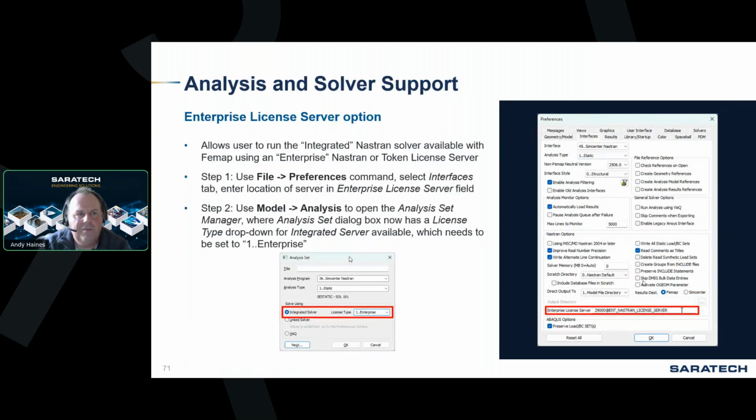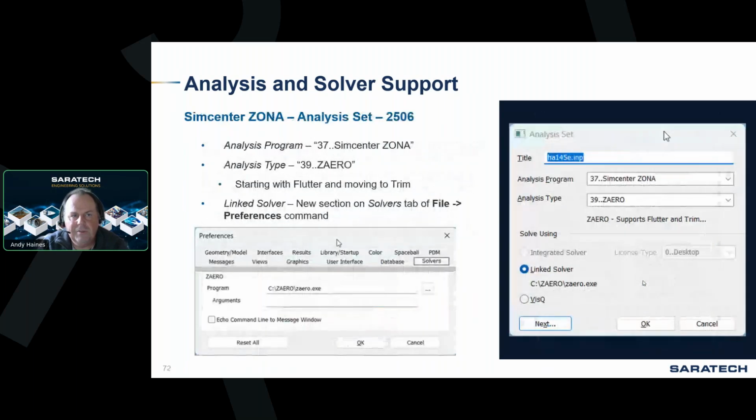Something just to know is that you can use the integrated version of the Nastran solver that you can install with Femap. You can have that use an enterprise Nastran or token license server. It's a two-step thing. This has been in here for a while, but people always ask. You come into File Preferences, select the Interfaces tab, and specify the license server location in Enterprise License Server. Then when you go to Model Analysis, it says it's going to use the integrated solver, and instead of desktop, you choose enterprise, and it will use the Enterprise License Server for you.